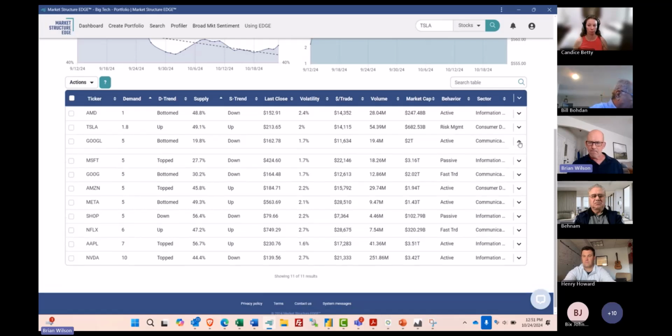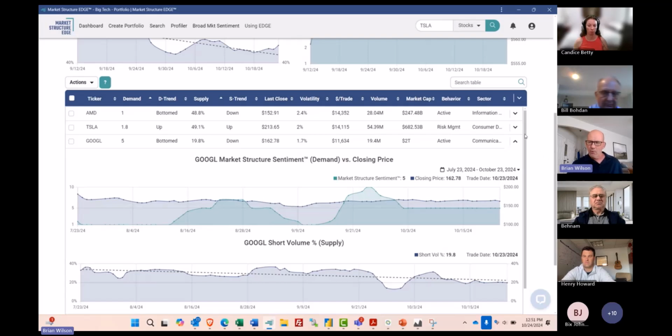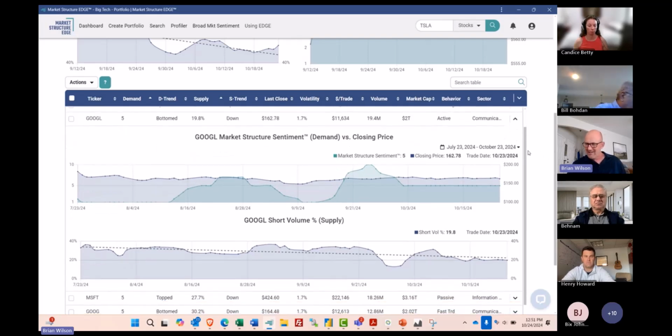So we'll look at Google. Once again, the 29th before the market opens. I would label Google as steady.